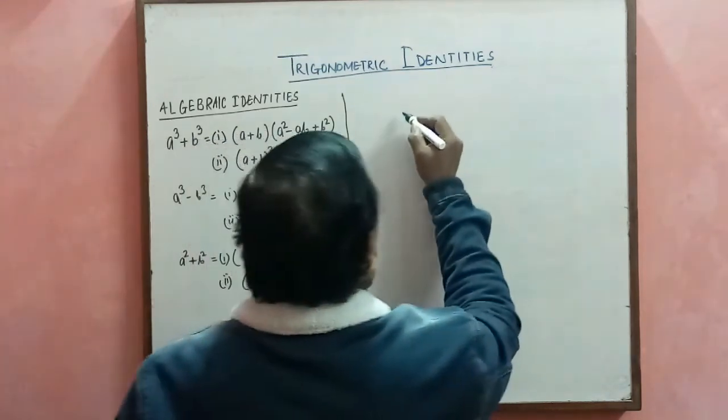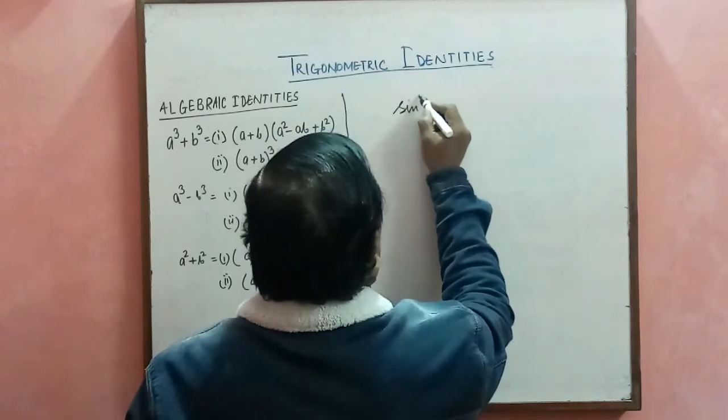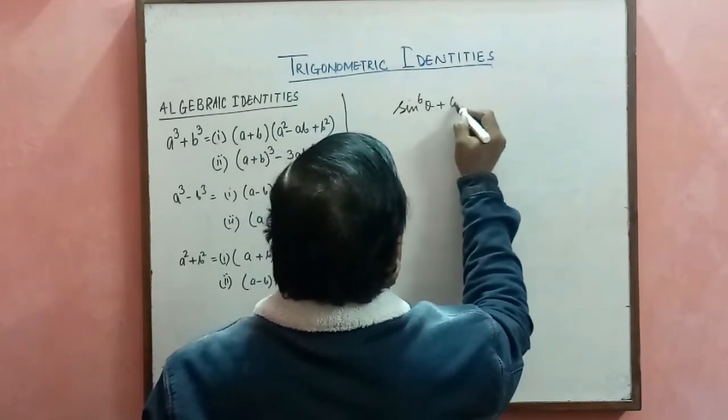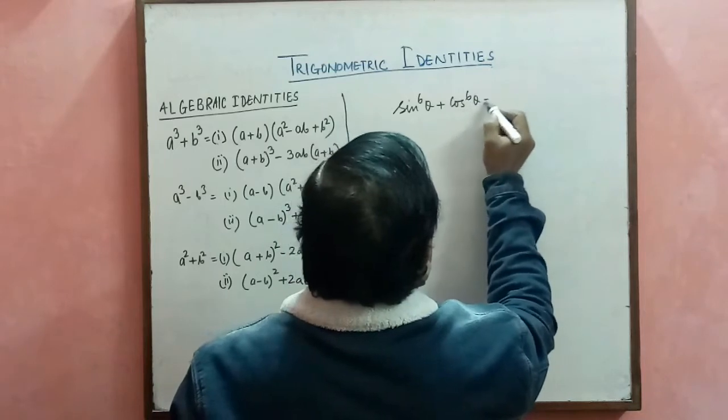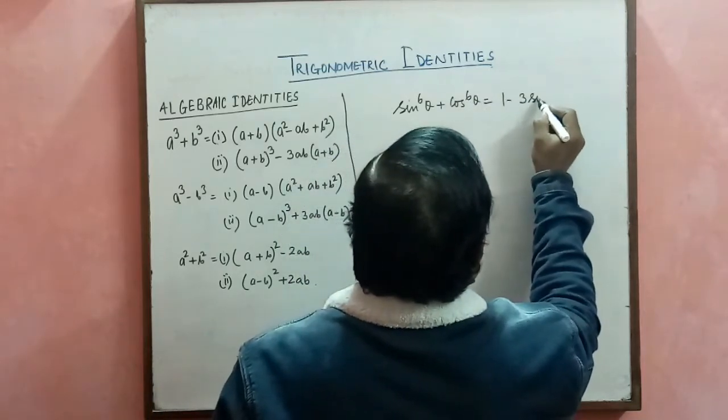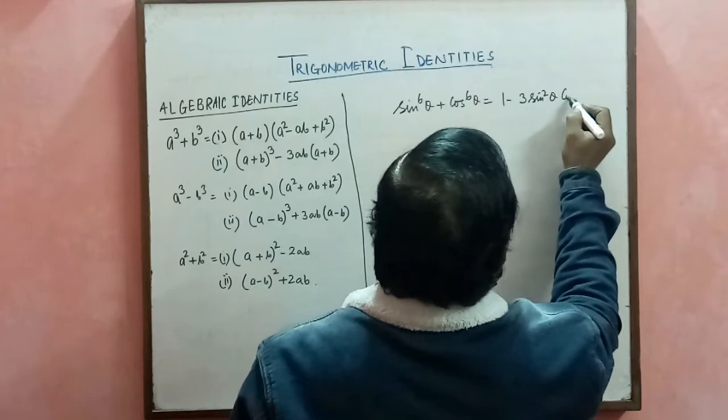Let's say you are asked to find out sine 6 theta plus cos 6 theta is equal to 1 minus 3 sine squared theta cos squared theta.